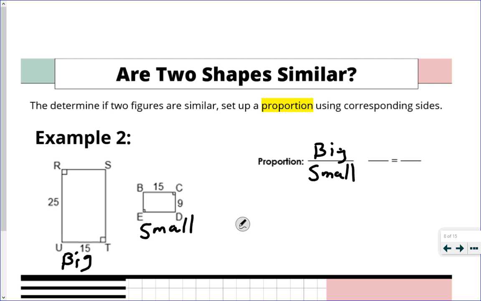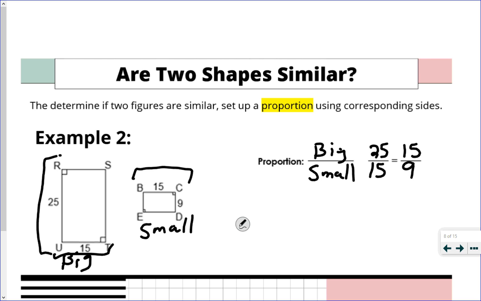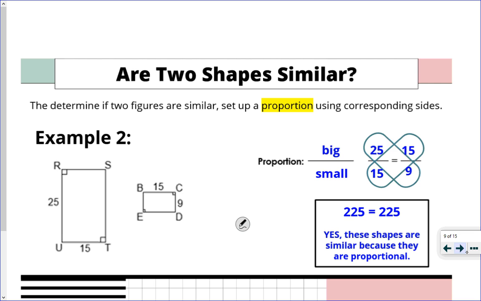And again, because we only have 2 measurements here, it's pretty straightforward. We're going to use RU and UT. So our measurements are 25 and 15. And again, you always go biggest to biggest and smallest to smallest. So BC will be our small measurement, and 9 will be the corresponding measurement. And then you cross multiply. So when you cross multiply, the product is 225 equals 225. So yes, these shapes are similar because they are proportional.